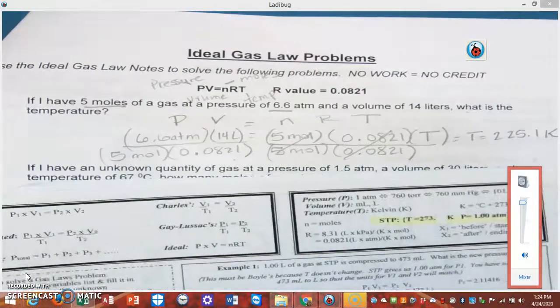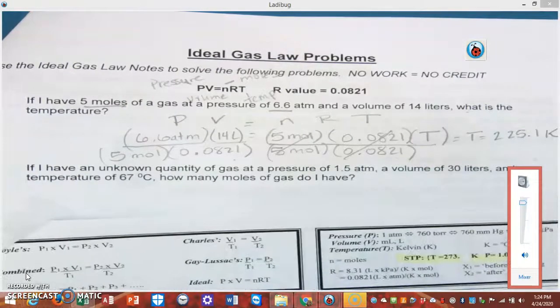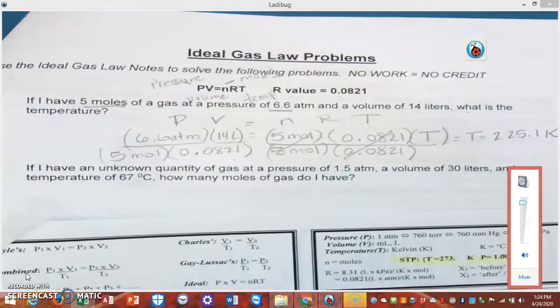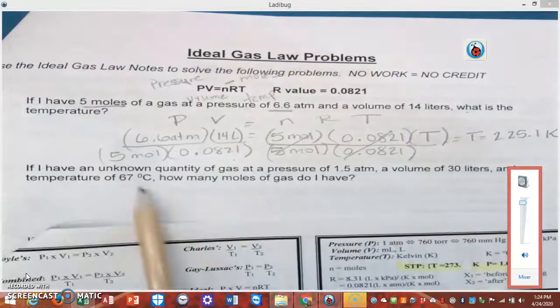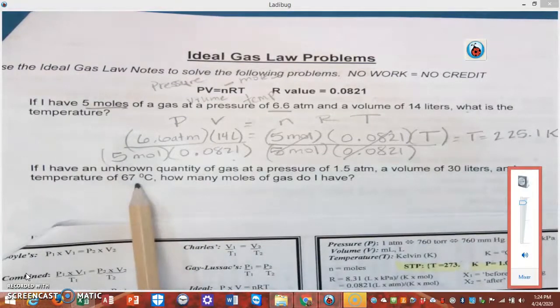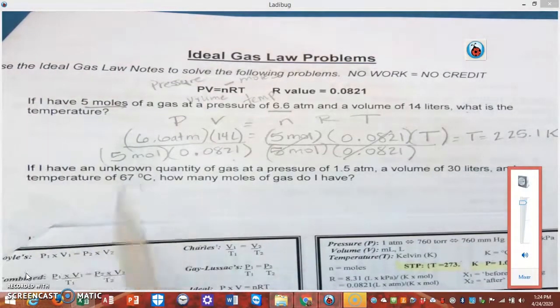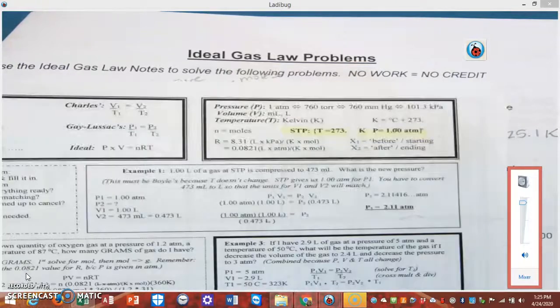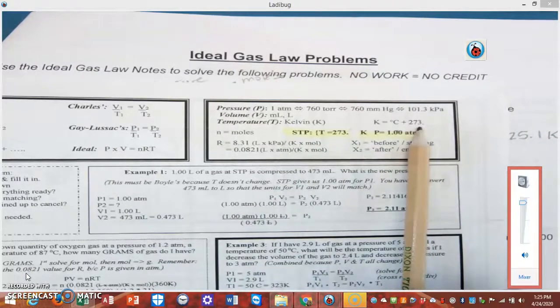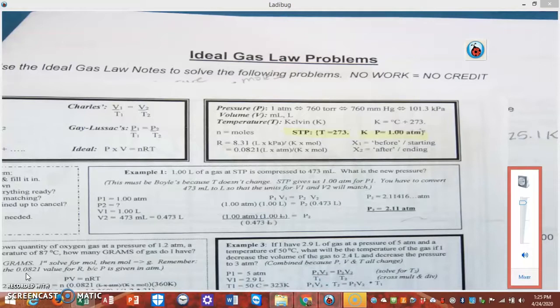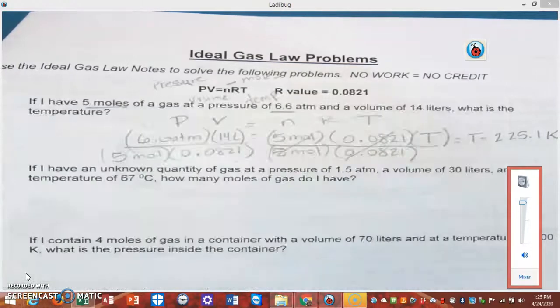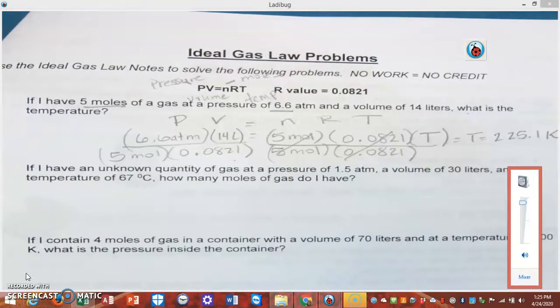So that's what you're going to do throughout this whole page here, is you're just going to plug numbers into our Pivnert formula. Now remember, if we have a temperature in Celsius, what do you need to do? Add 273 before you solve, or it's going to come out wrong. All right, let me know if you have any questions.